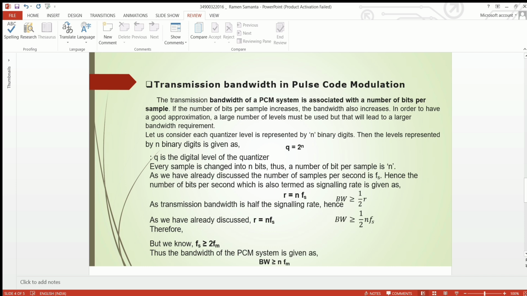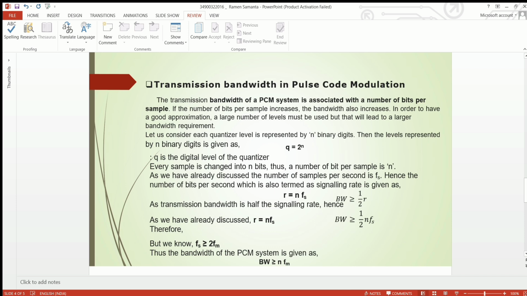As we have already discussed, r = n fs, therefore we can write bandwidth greater than or equal to 1/2 n fs, but we know fs is greater than or equal to 2 fm. Thus the bandwidth of a PCM (pulse code modulation) system is given as bandwidth greater than or equal to n fm.